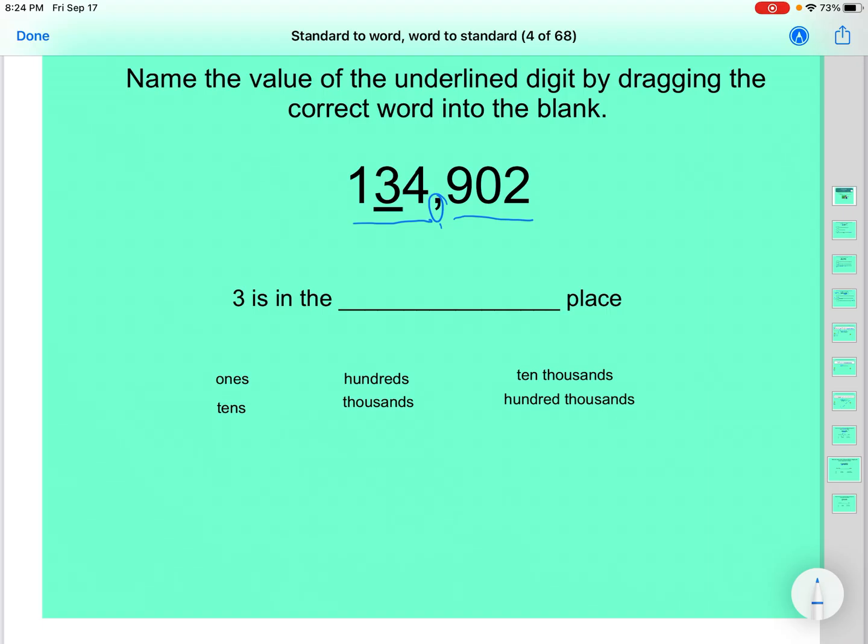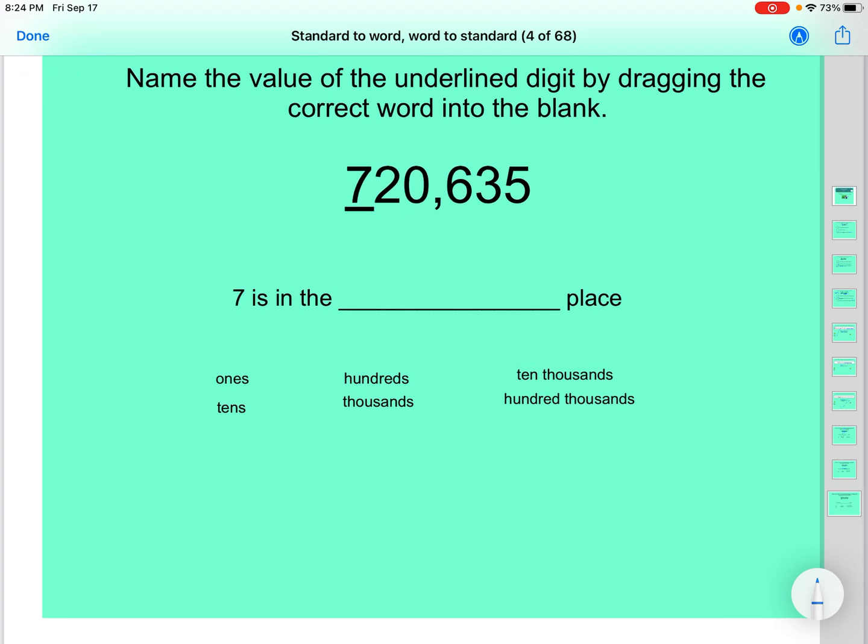Now, we're looking at the place value of the 3 this time. What is the place value of the underlined 3? Who knows? If you said 10,000s, you are absolutely correct. Ones, tens, hundreds, thousands, 10,000s. That 3 is in the 10,000s place. Good job, guys. And one last one.